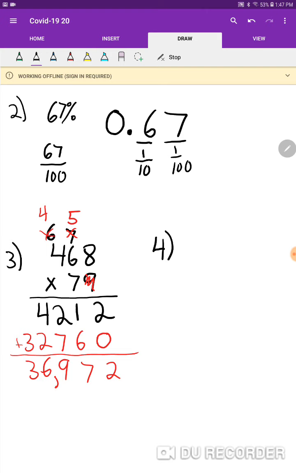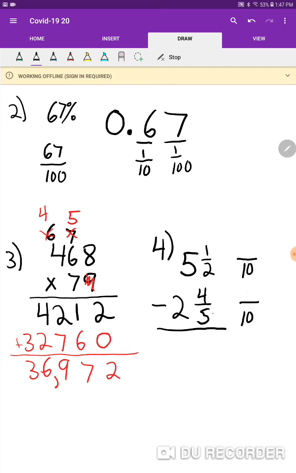Number 4, borrowing. Okay, so we have 5 and 1/2, minus 2 and 4/5. So I'm going to remind you, same thing, fraction bars, common denominator is 10. 4x's, it looks just like number 1 so far, really similar. Multiply by 2 and get 8. Okay, this is where it's going to get weird though. Now we're subtracting here, not adding.